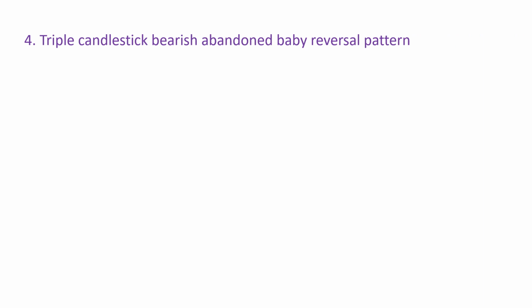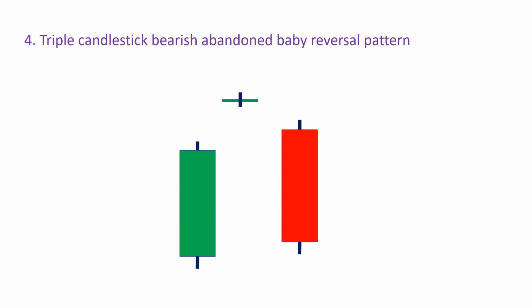Triple candlestick bearish abandoned baby reversal pattern. This pattern consists of 3 candles, and the first one is a strong bullish candle established within a well-defined uptrend. The second candle is a doji, where open and close are almost at the same place, and it gapped up from the first bullish one. The third candle is a strong bearish candle that gapped down, opened below the doji, and closed below the first candle's open.